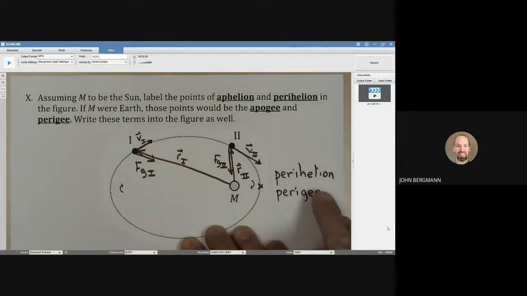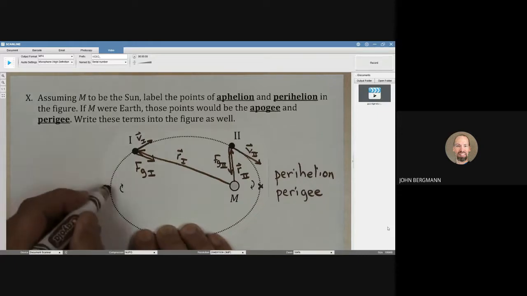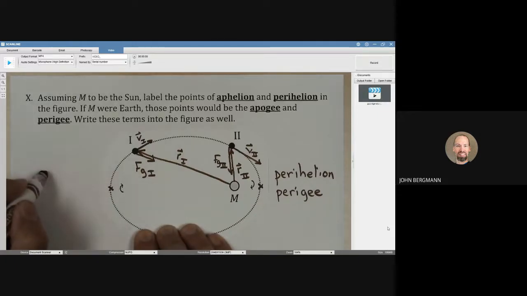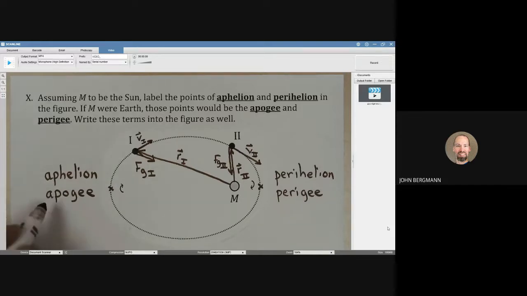G for Earth. The prefix hel stands for the sun. And the point that's furthest away from the sun, that would be aphelion. And the point that's furthest away from Earth, if we're orbiting the Earth, is apogee. G stands for Earth, like geology, Earth geology. One way I remember this is A is away: aphelion, apogee is away. That's the farthest away.